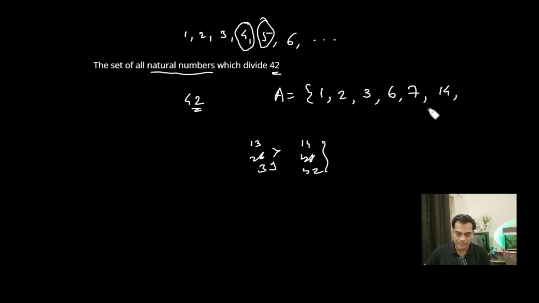Then 21 is a number which is dividing 42, and 42 itself. So the set of all natural numbers which divide 42 is these numbers. So the final output will be this. This set, when represented in roster form, will look like this.